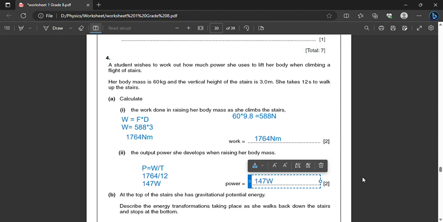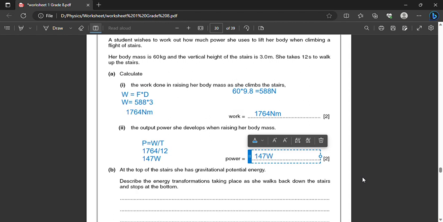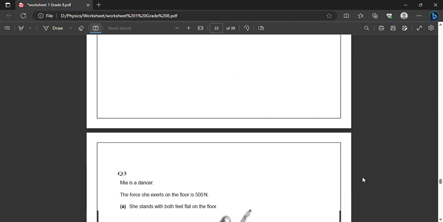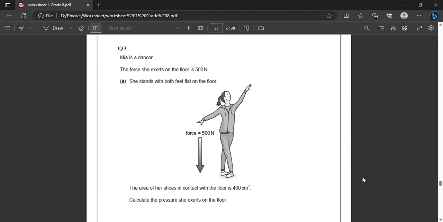So let me select the next question to do. We are almost done, only 9 pages, so I'm just selecting. So let's check this question now. This one.